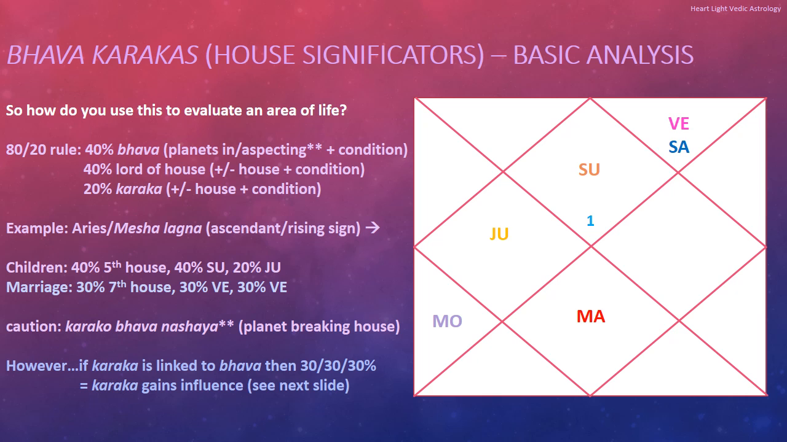Then we want to look at the Lord of the house. So again, the house is Leo, and Leo is ruled by the sun. So where has the sun gone? Well, what's going on with the sun? Sun has gone to a positive house, so that's strong, that's good. And sun is exalted in Aries. Okay, so it's a very strong sun.